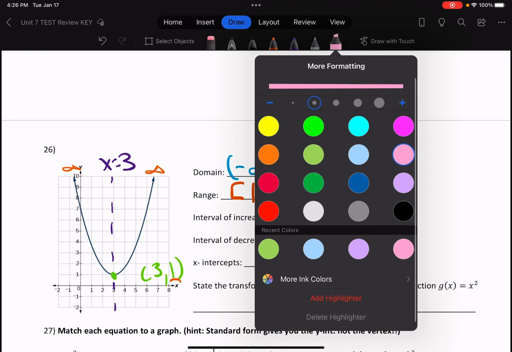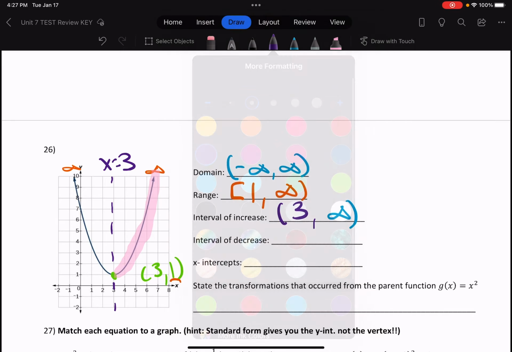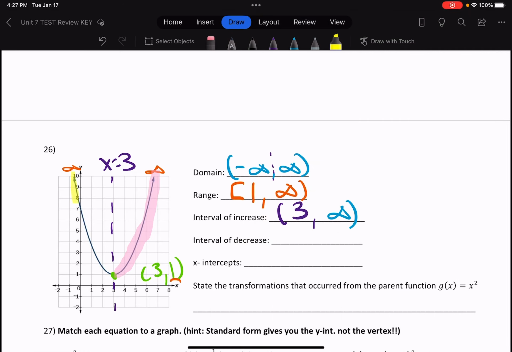Next, we're going to look at our interval of increase. So this is where our function is going uphill. And that actually starts at my axis of symmetry, so at that value of x, where x is 3. And that's going to continue until x is positive infinity. So I'm breaking my domain in half with my axis of symmetry. That means that my interval of decrease is going to be all the way on the left-hand side, so starting where x is negative infinity and going until x is at positive 3.